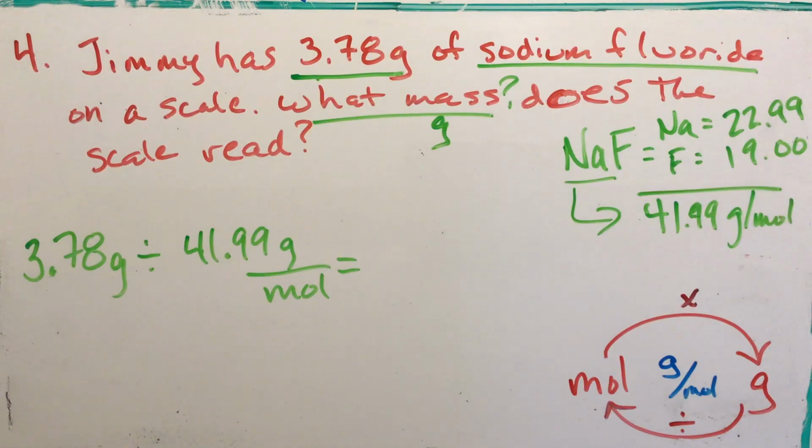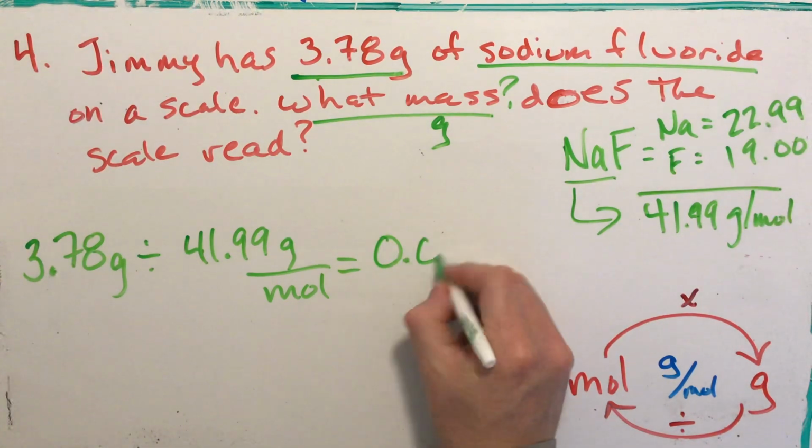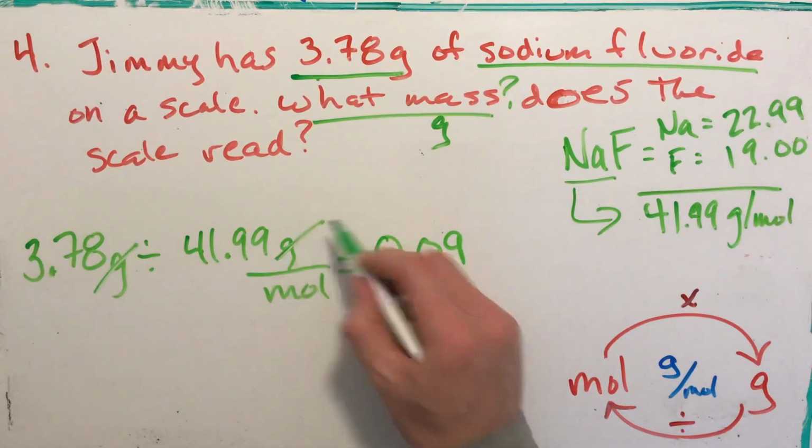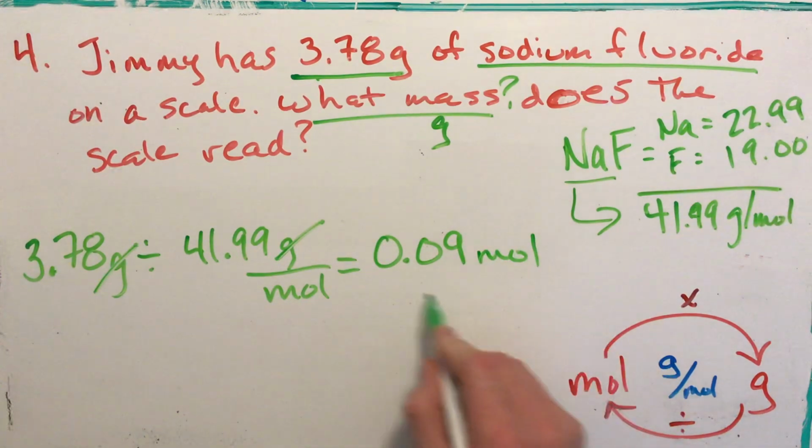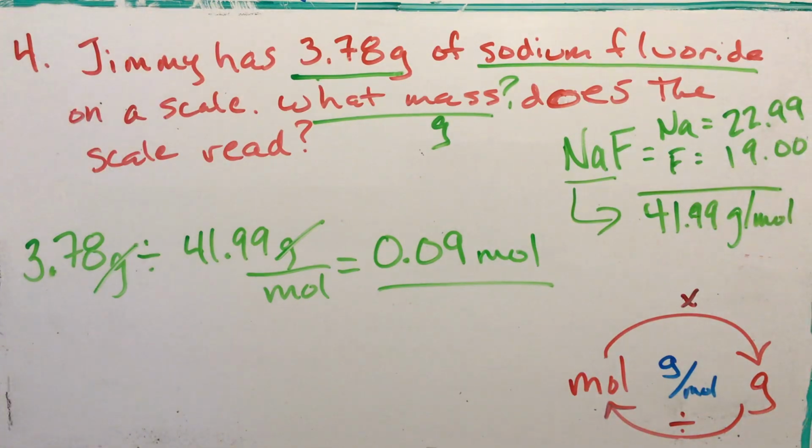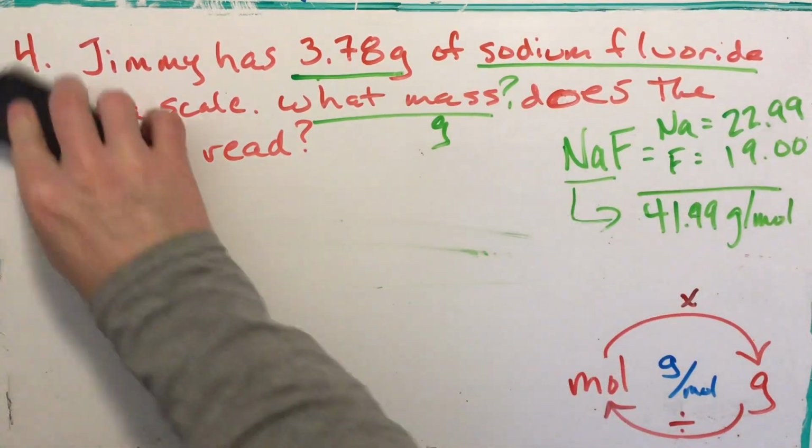So 3.78 times 41.99 equals, I just multiplied that. I'm not supposed to do that. 3.78 divided by 41.99 equals, and my answer is 0.09 grams divided by grams. There's no grams. And I have my moles. There's my answer. All right. Easy enough. One last thing. Pause that video at that point.